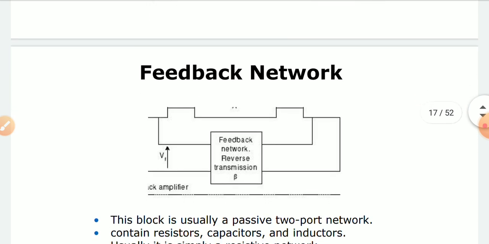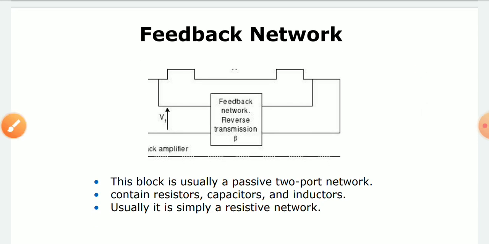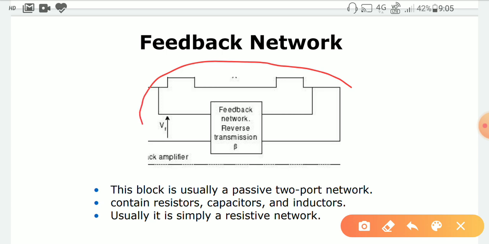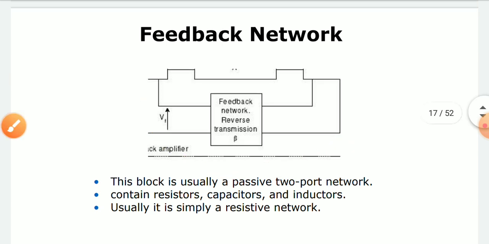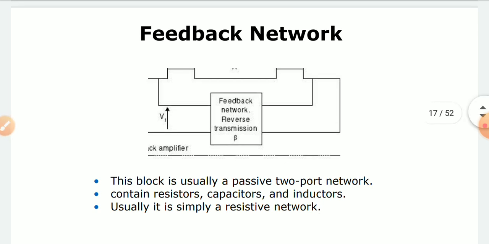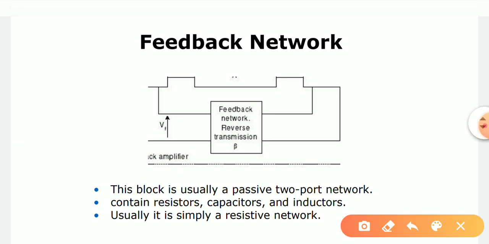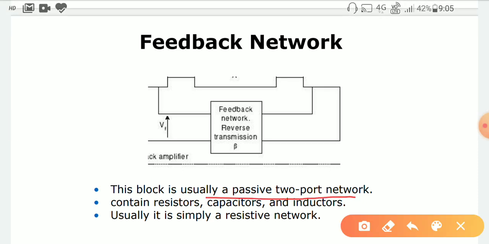Basically for the feedback network, here some portion is cut down from the previous image. For the feedback network, the block is usually a passive two-port network. Most of the cases it is. It may be a resistor, capacitor, or inductor. Usually it is simply a resistive network. Okay, this is the most common case, not necessary.